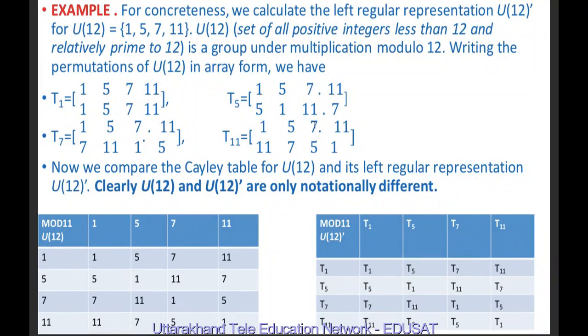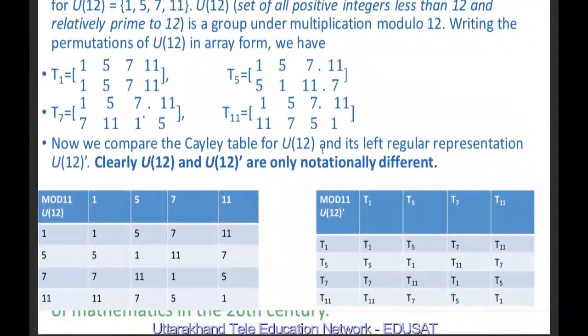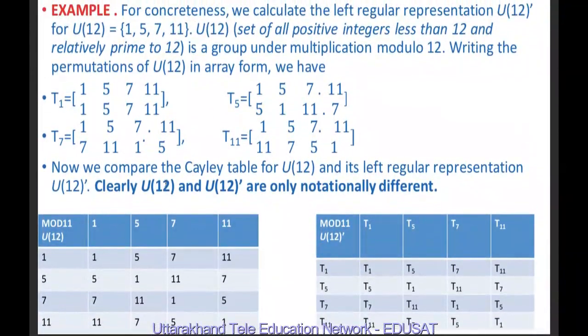11 sevens are 77. If we divide 77 by 12, 12 sixes are 72, and the remainder is 5. Now 11 star 11 is 121. If we divide 121 by 12, 12 tens are 120, and the remainder is 1. So in this row we have 11, 7, 5 and 1. We also know how to construct the composition table. 1, 5, 7, 11, 1, 5, 7, 11.